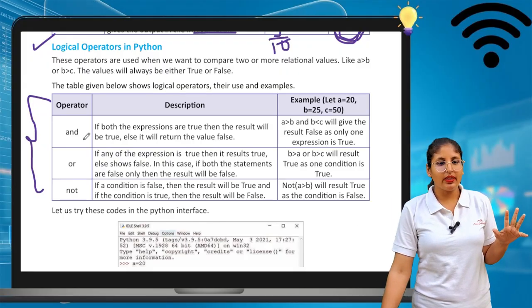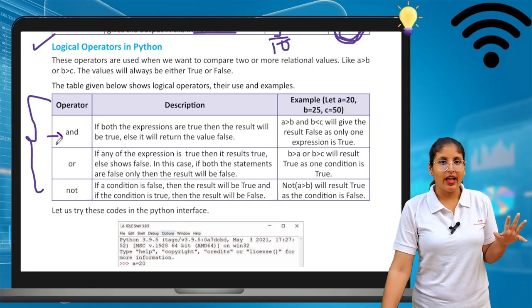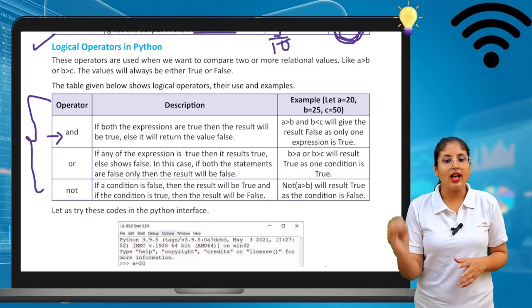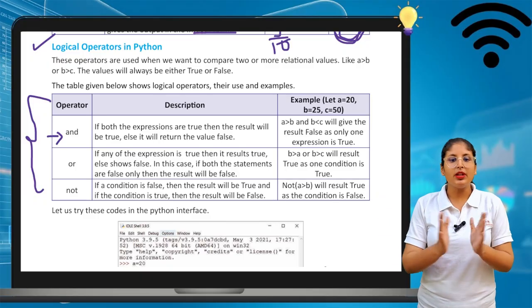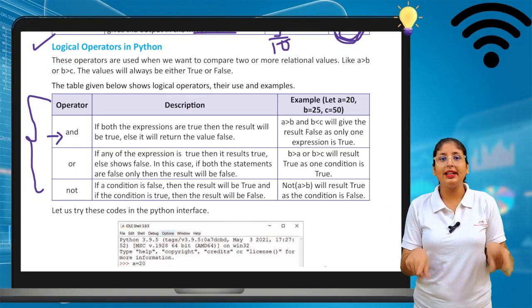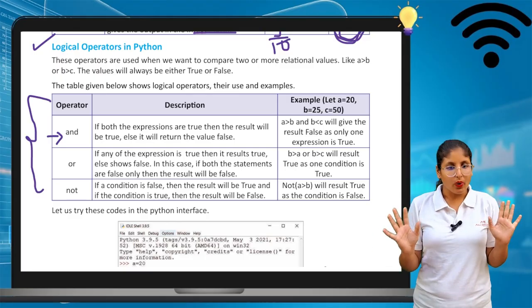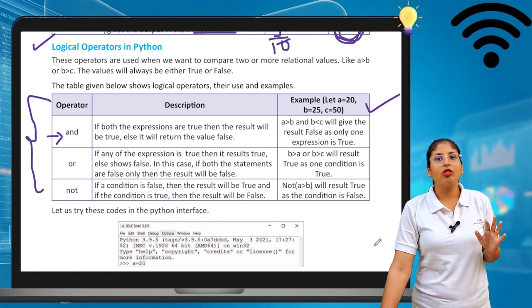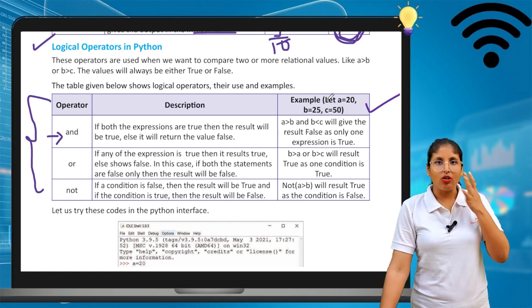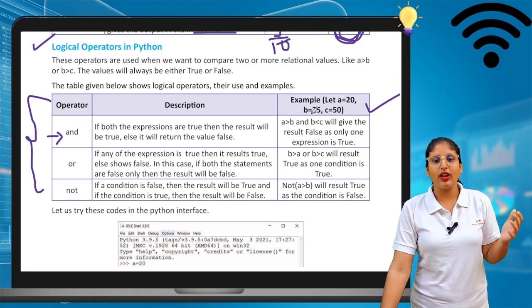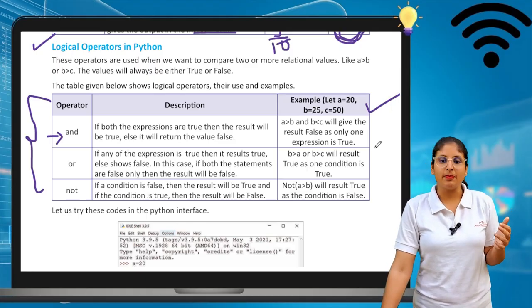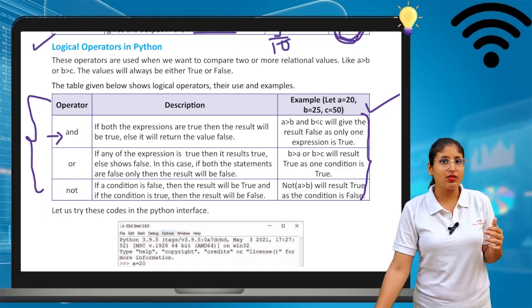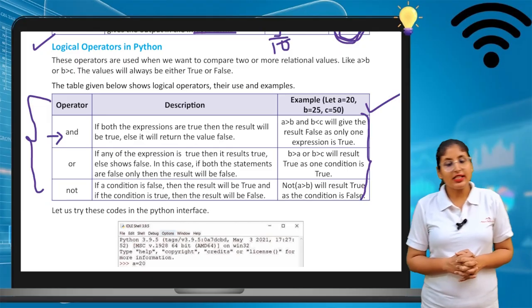First, we will start with and. What is and? And its description is: if both the expressions are true, then the result will be true. If both expressions are true only, then the result is true. Okay. So the values of A, B, C are written on the top of the box. Here we can see the value of A is 20, the value of B is 25 and the value of C is 50. You can put all these values here, then only we can say whether this statement is true or false. Okay.